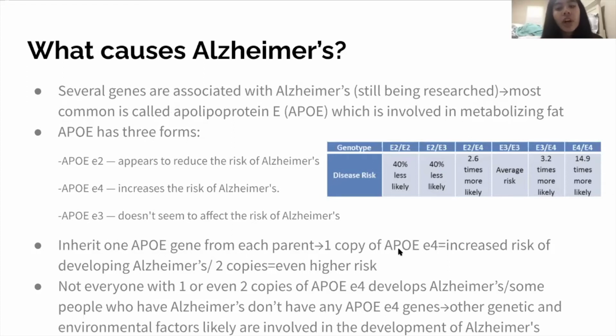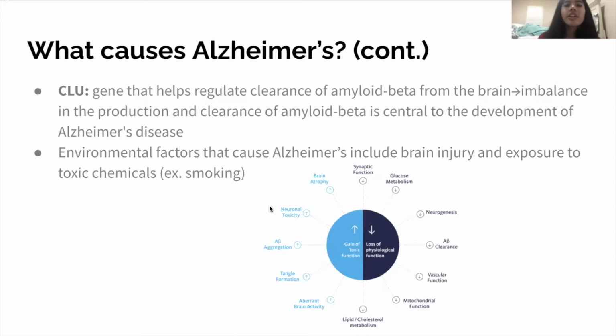So if you get one copy of APOE4, you would have an increased risk of developing Alzheimer's. But if you have two copies, you would have an even higher risk. But it's kind of interesting because not everyone with one or even two copies of APOE4 develops Alzheimer's, and some people who have Alzheimer's don't have any APOE4 genes. So it kind of shows that there's other genetic and environmental factors that are probably involved in the development of Alzheimer's.